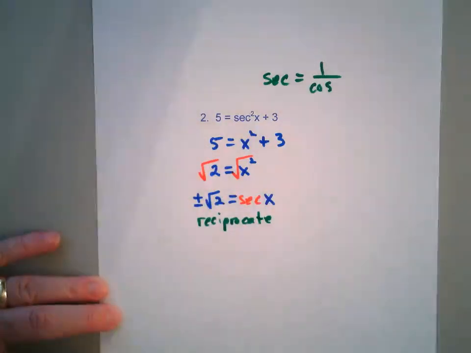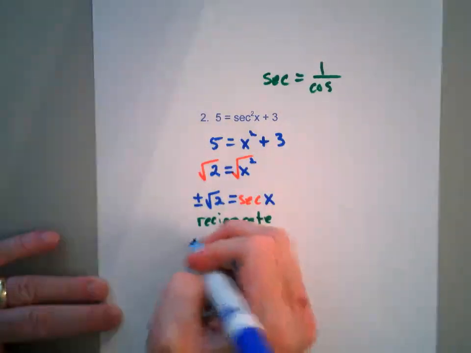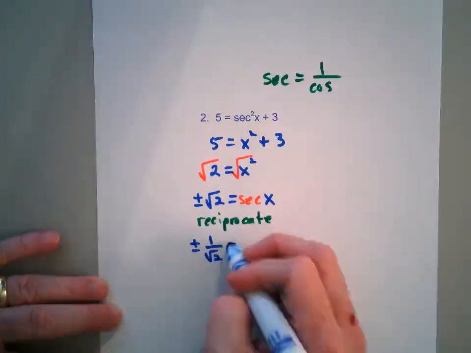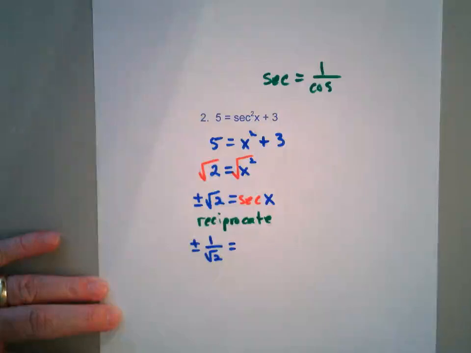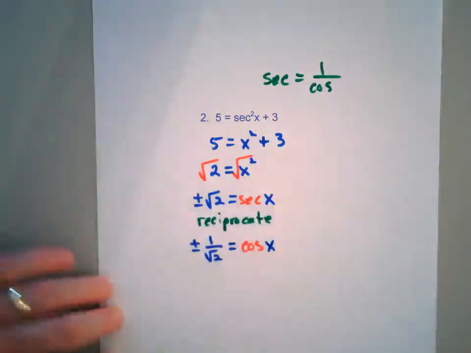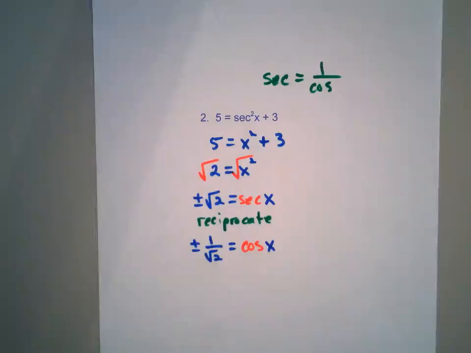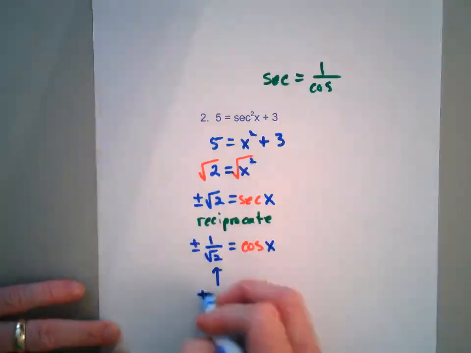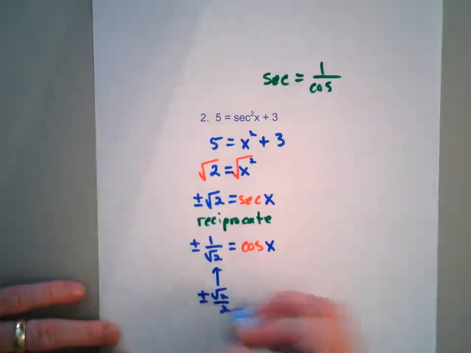We're going to reciprocate. That's going to be plus or minus 1 over square root of 2. It now equals cosine, because once we reciprocated that, it became a different function. And this is actually square root 2 over 2.